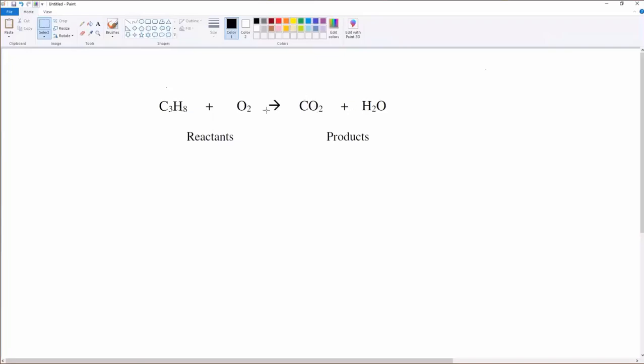This is actually a combustion reaction. This is what happens with your propane tank if you're out grilling, right? You release the propane into the grill. There's oxygen in the air. You give it a spark, it starts to burn, and it's going to produce carbon dioxide and water. Any questions about the format of how we draw chemical equations or chemical reactions like that?